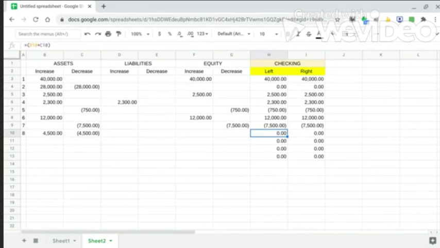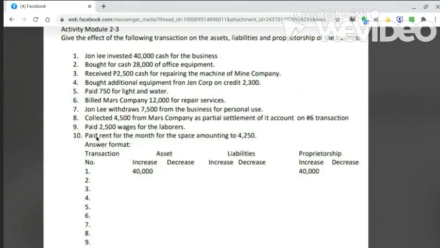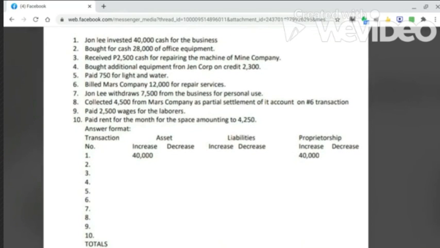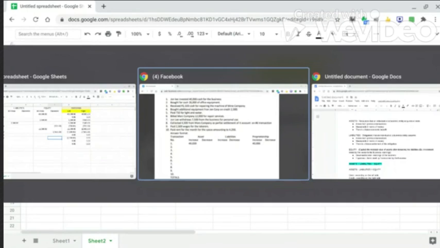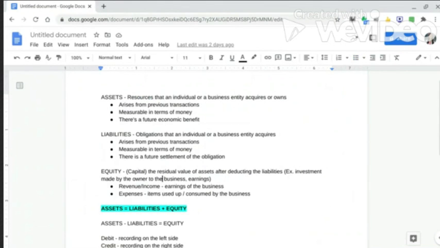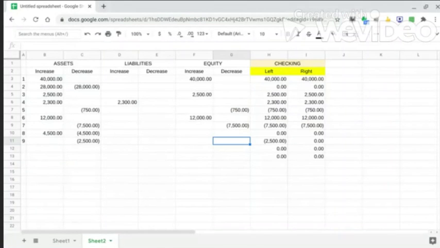Paid 2,500 wages for the laborers. So, nagbayad siya ng pasahod niya sa mga tao niya. So, mababawasan yung cash niya ng 2,500. Since pasahod yon sa mga tao niya, that means nagamit niya yung service ng mga laborers na yon. Nag-consume siya ng service ng tao. So, that means that will be considered or recognized as an expense. Yun yung kinonsume niya dito, yung service ng tao. So, i-recognize natin yan as decrease in equity na 2,500. Yan. So, again, checking, pantay si left and right. So, tama yan. So, number 10.